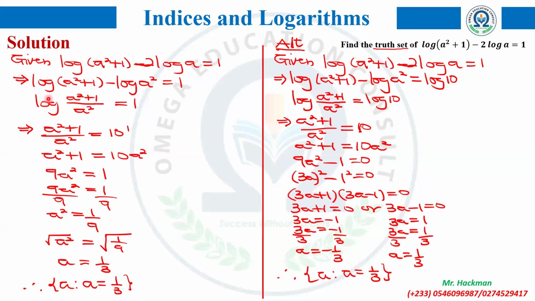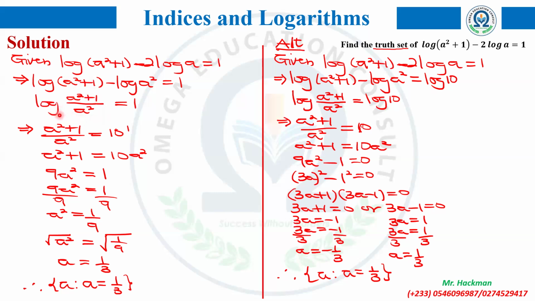So we write log, the base is 10, which is not written but simply understood to be there. Then your numerator will be the number in the log term with the coefficient of +1, and your denominator will be the number in the log term with the coefficient of -1. So for +1, the number that you are taking log of will occupy the numerator. For -1, the number that you are taking log of will occupy the denominator. So now we have a single log.